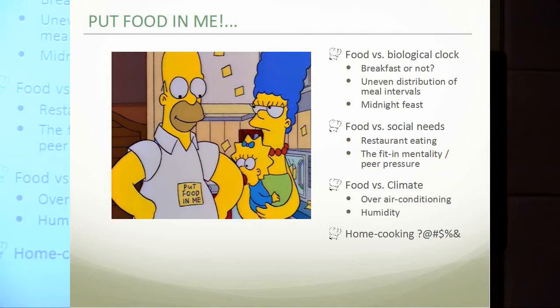And then food versus your social needs. First, living in Hong Kong, we all eat out a lot in restaurants. But one thing I learned at Cordon Bleu is that most restaurants tend to over-season their food, meaning they put a lot more salt than a dish requires.